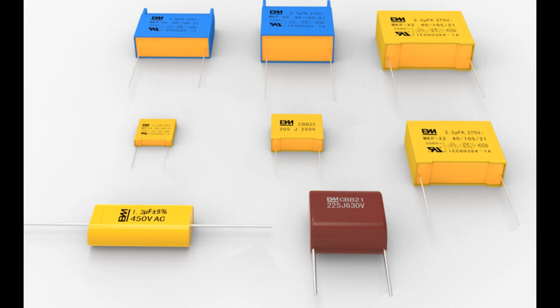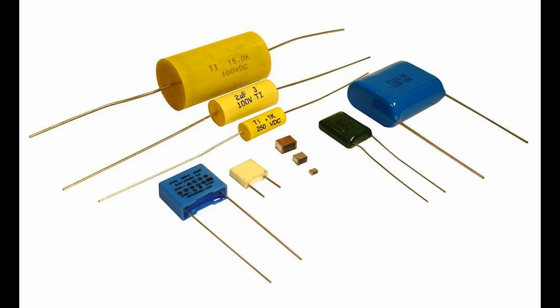3. Signal processing and timing circuits. Film capacitors are highly valued in signal processing and timing circuits due to their precision, stability, and low distortion. Audio circuits. Film capacitors are widely used in high-end audio systems for coupling, filtering, and crossover networks because they have low signal distortion and excellent frequency response. Oscillators and filter circuits.